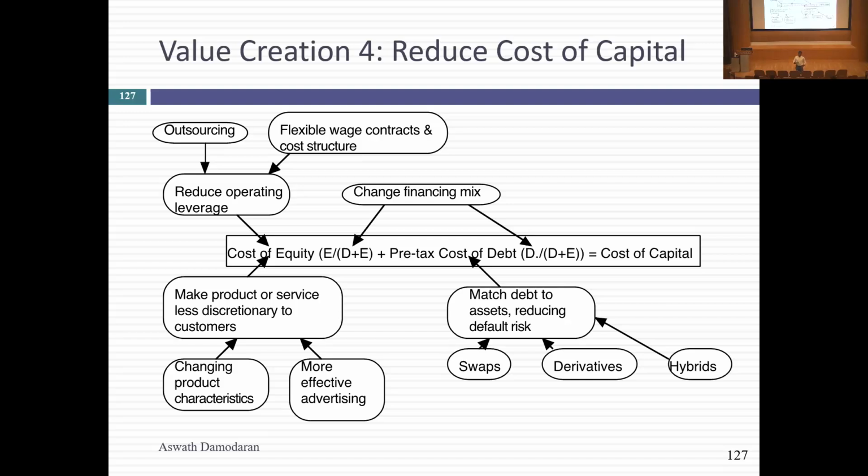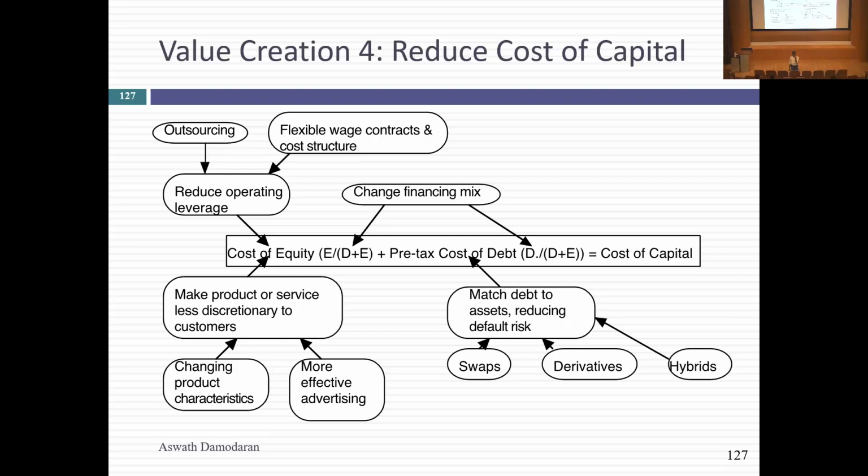There are two other ancillary things you can do that lower your cost of capital. Remember we talked about betas, and what drives betas. So how discretionary is your product or service? If you can work at making your product or service less discretionary, in effect, you're lowering the beta for your company. By lowering your beta, you get a lower cost of capital.